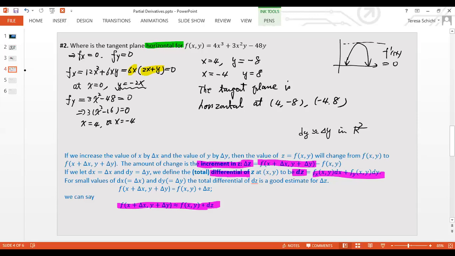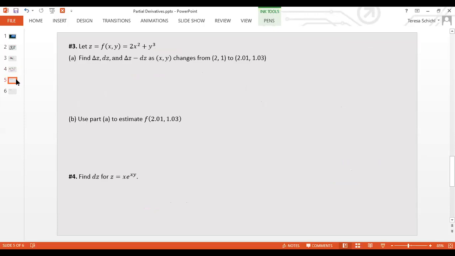Okay, so now let's take a look. How do we do this problem? See here, it says z is this function, right? So z is equal to f of (x, y), 2x squared plus y cubed. Find delta z here. So how do I find it? First, z at (2, 1).